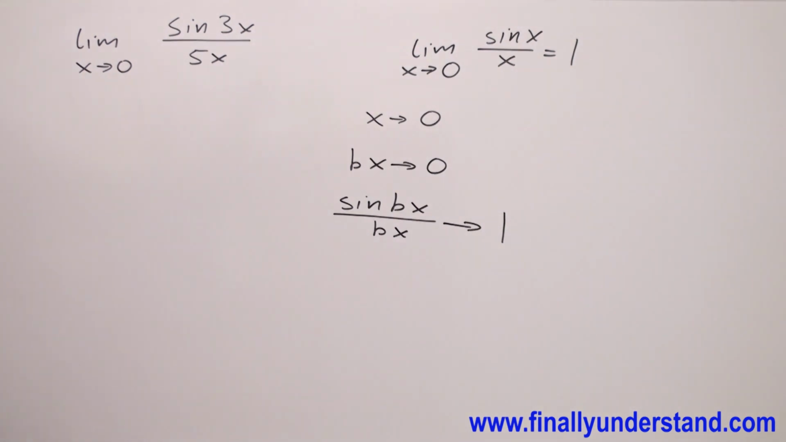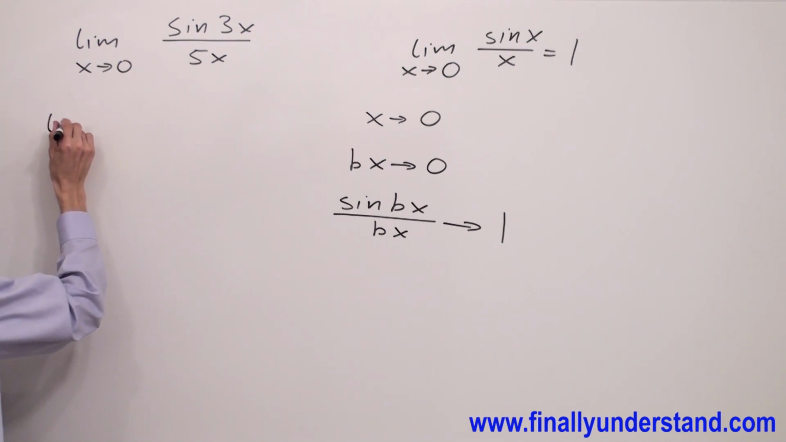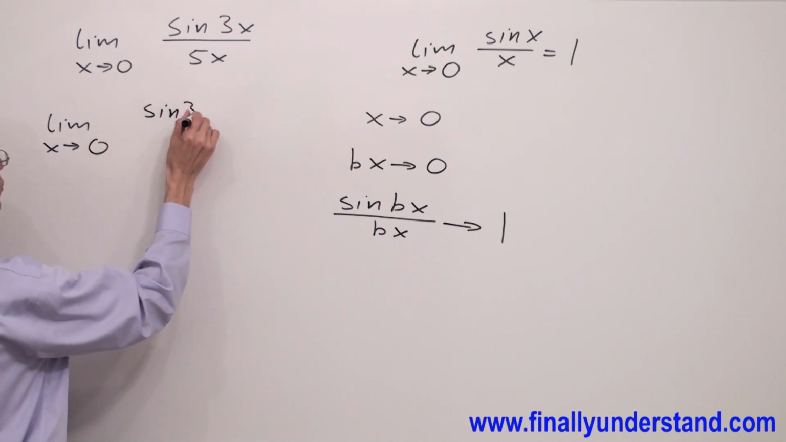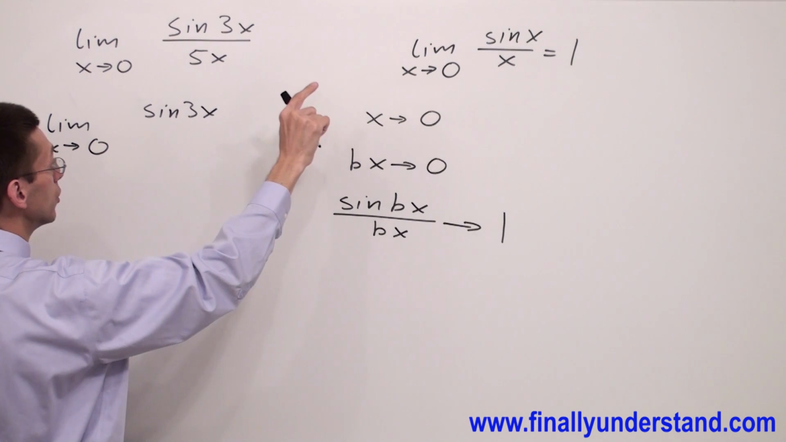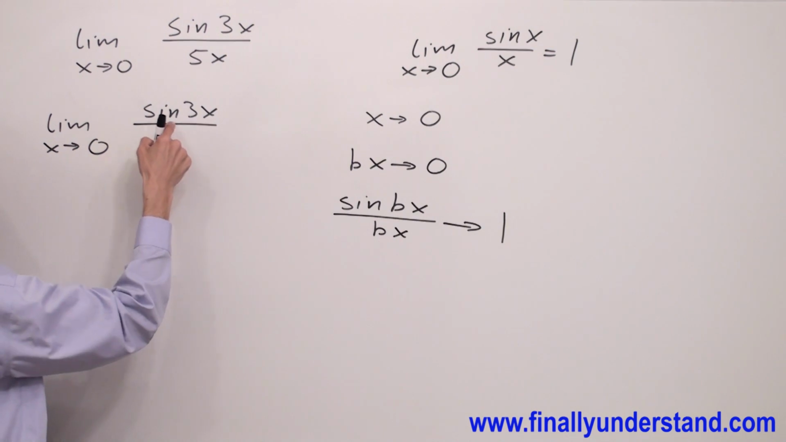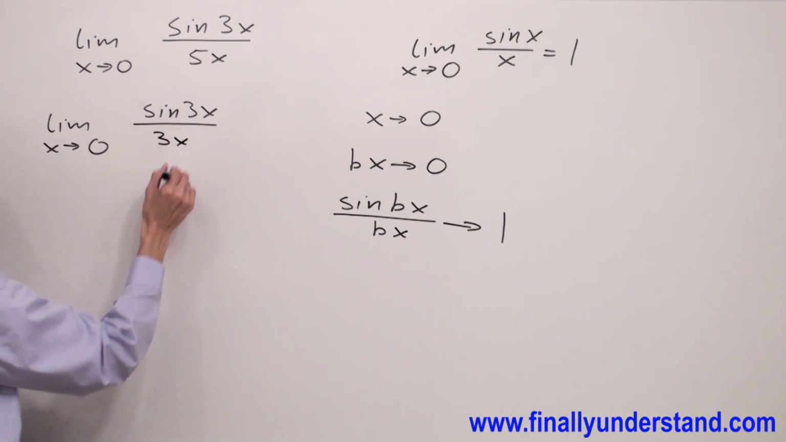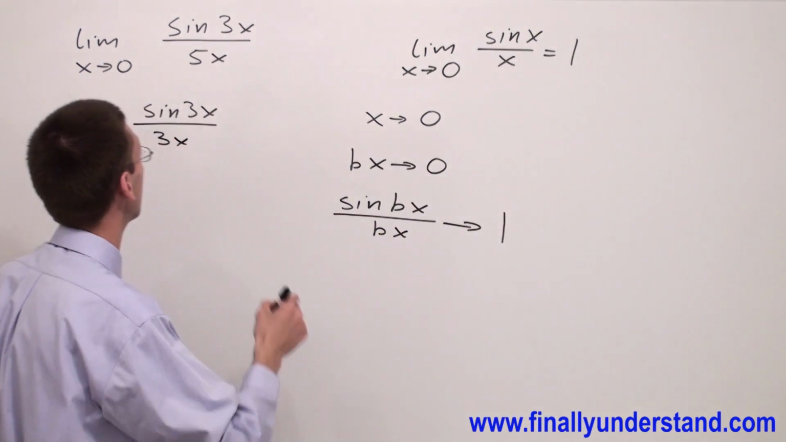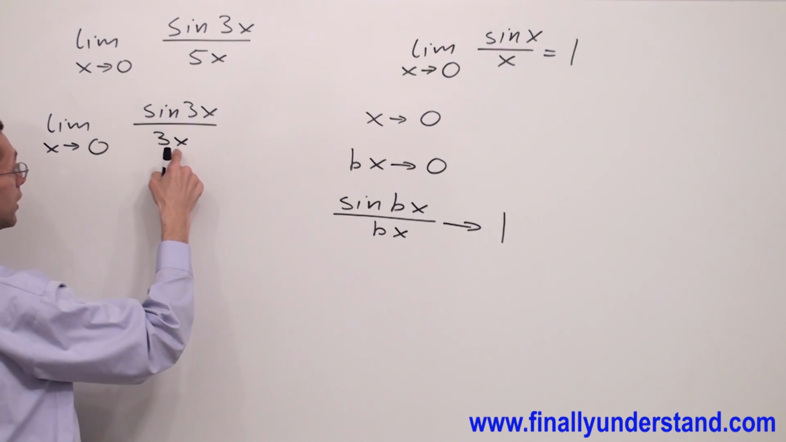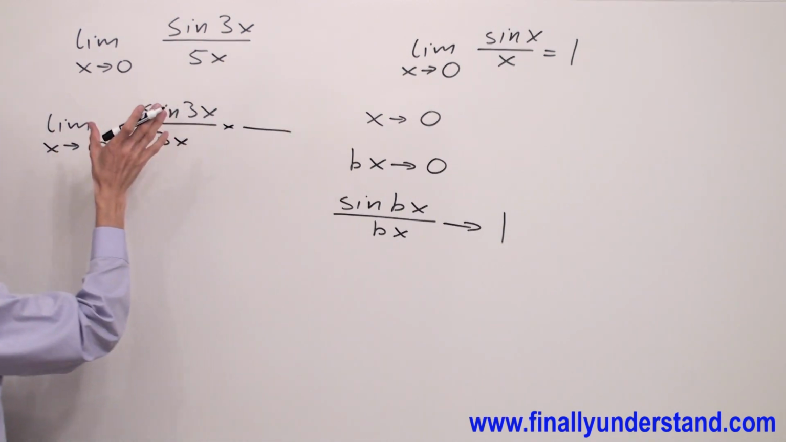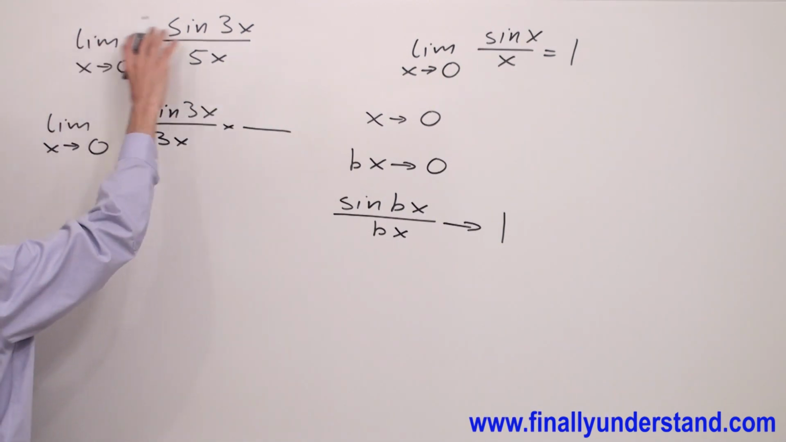So how are we supposed to apply this to our problem? I have the limit with x approaching 0 and I have sine 3x. In order to apply this formula, I'm supposed to make sure that I'm going to have 3x in the denominator, because I have bx and bx. I have 3x, so I'm supposed to have 3x. But this is not the end yet. You have to make sure that the bottom expression is equal to the top one.